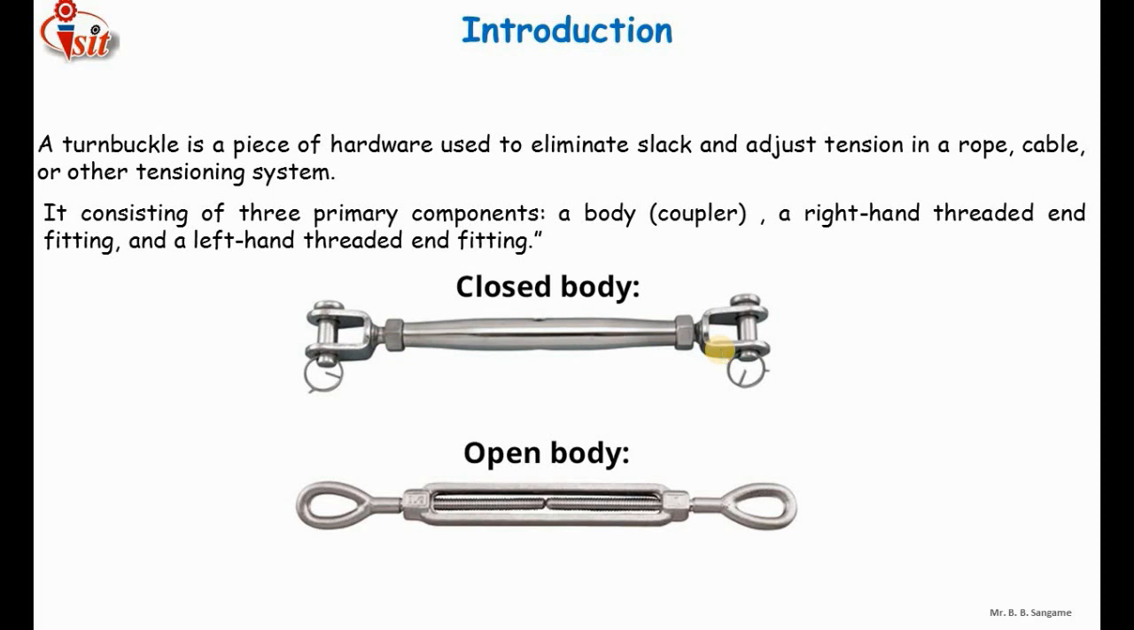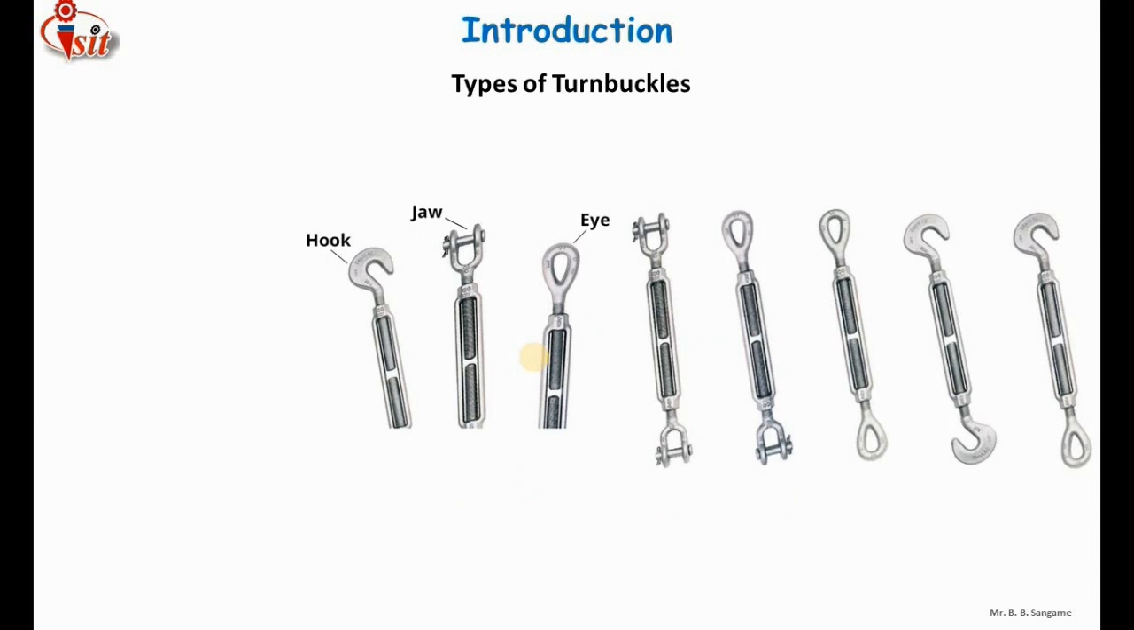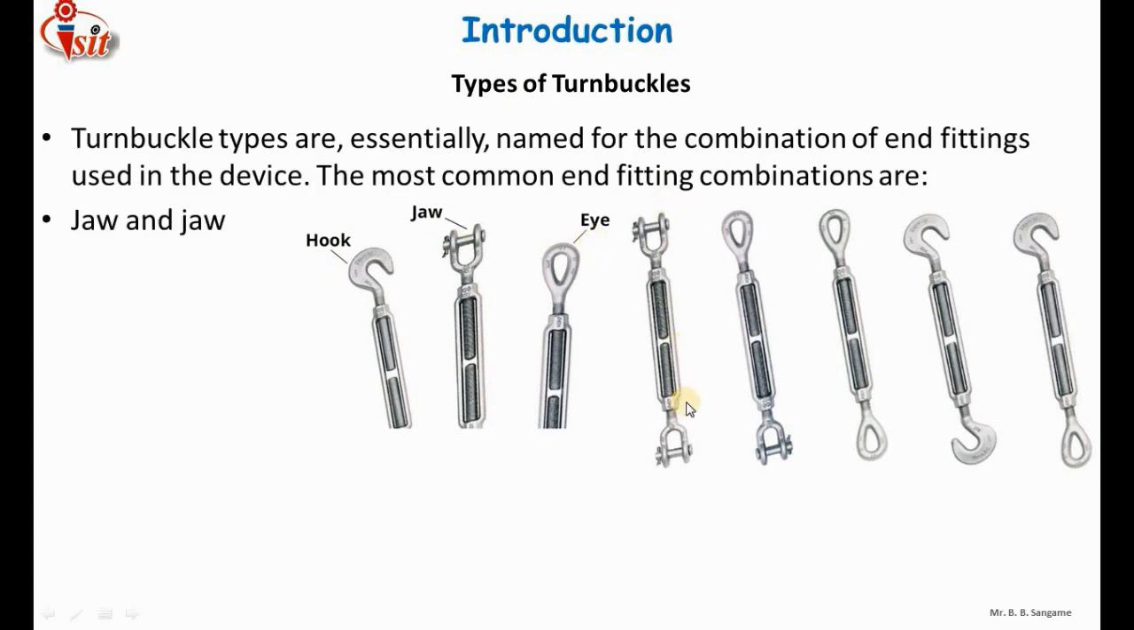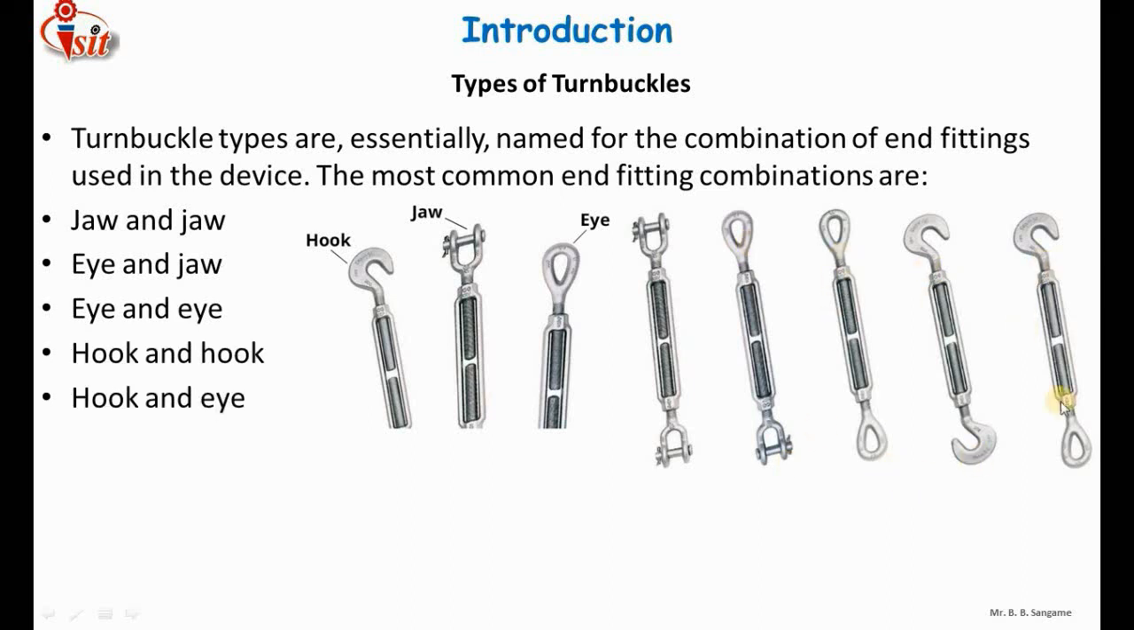Okay, these are the threaded end fittings which are used to increase or to decrease the tension by rotating the central part, which is called the coupler. Here are a few types of turnbuckle according to the type of end: hook, jaw and eye. Here you can see that this is the jaw and jaw type, this is the eye and jaw type, this is eye and eye type, this one is the hook and hook type, and this one is the hook and eye type. So according to application you can select any one of these.